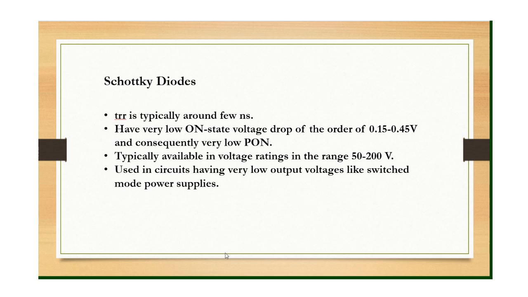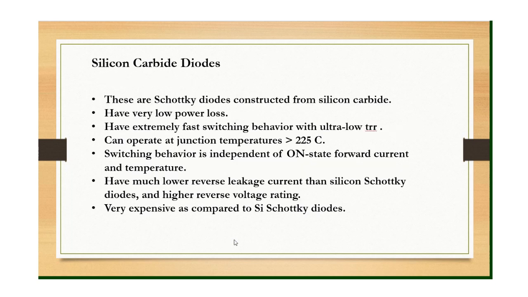It has a very low on-state voltage drop of the order of 0.15 to 0.45 volts, and it is consequently used for very low power applications. Okay, typically available in voltage ratings in the range of 50 to 200 volts, and it is used in circuits having very low output voltage like SMPS. Okay. Then lastly, the silicon carbide diodes.